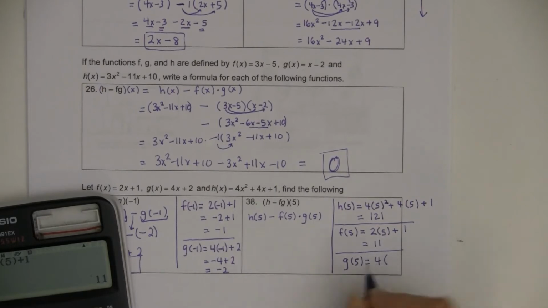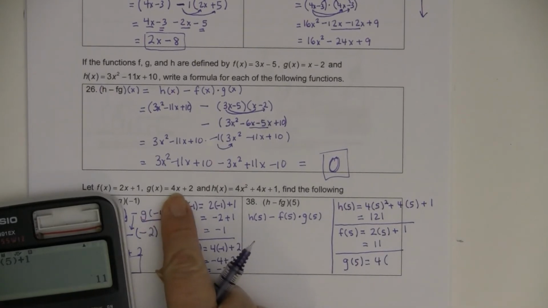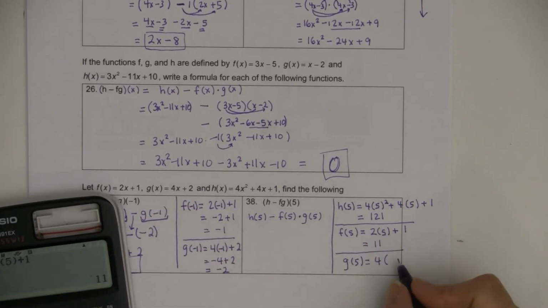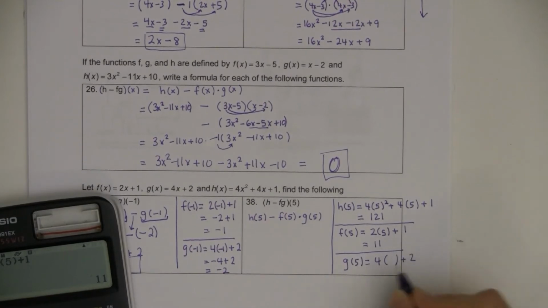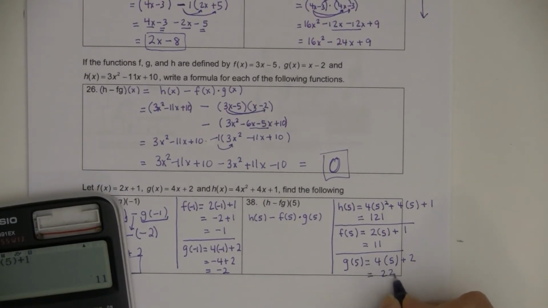For g, so g is 4 times x plus 2. Where I have x, I'm going to put parentheses, and I'm going to put in 5. And so 22, right? You can do that with your calculator if you like as well.